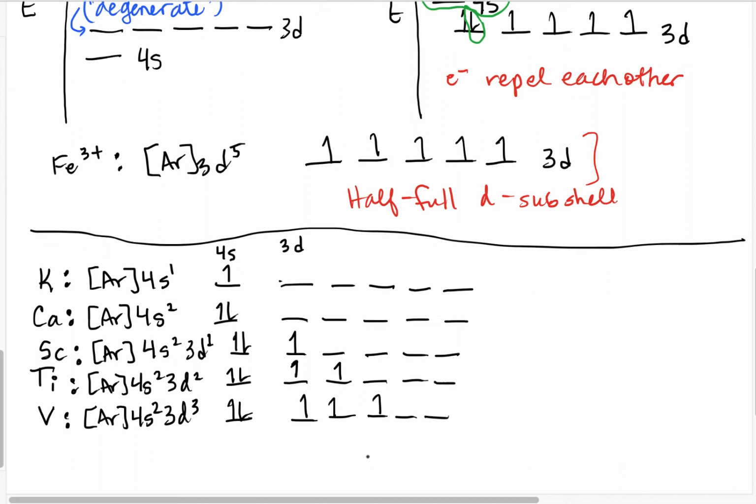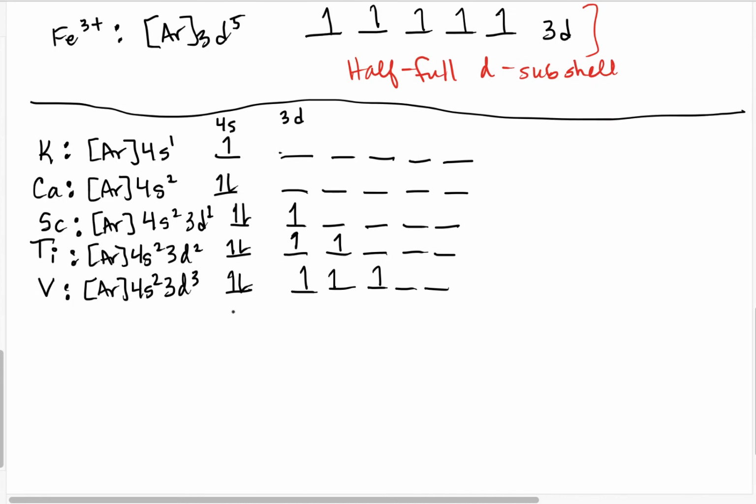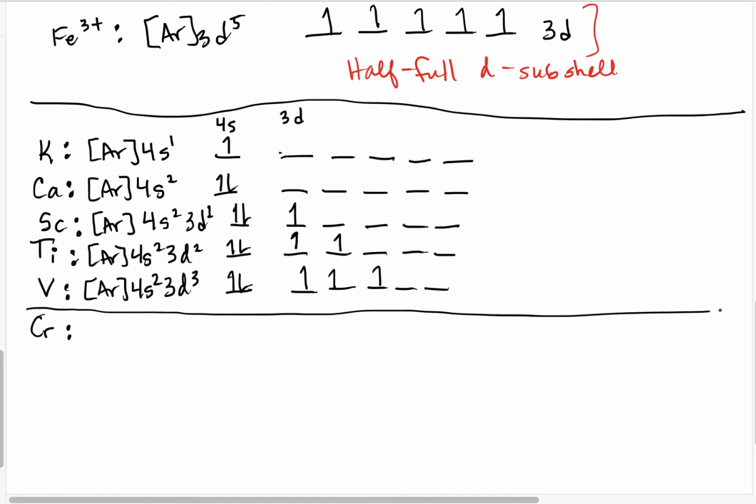And I told you that the s orbitals are paired and the d orbitals are not until we have to, and that's true until we get to our first exception. Our first exception is chromium. So chromium, if we're following this pattern, we would expect the electron configuration to be argon, 4s2, 3d4, right? That's what we would expect. But that is not actually what happens.